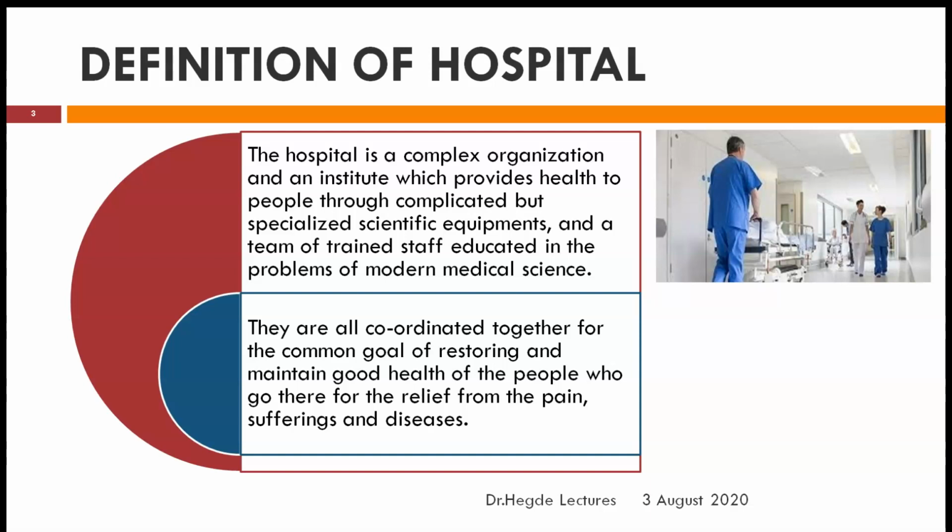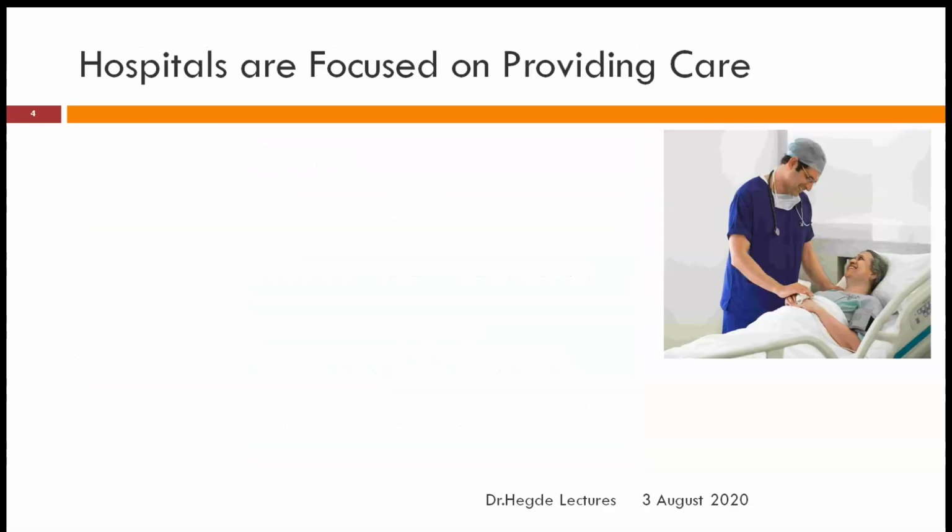So whether there is any pain, sufferings, disease, trauma, injury, there are different kinds of treatments and different kinds of branches available in the hospital. We'll be seeing that in the later part. So the main purpose of the hospital is to give patient care, to reduce the burden of disease, to reduce the sufferings, human sufferings. Okay. So hospitals are mainly focused on providing patient care.